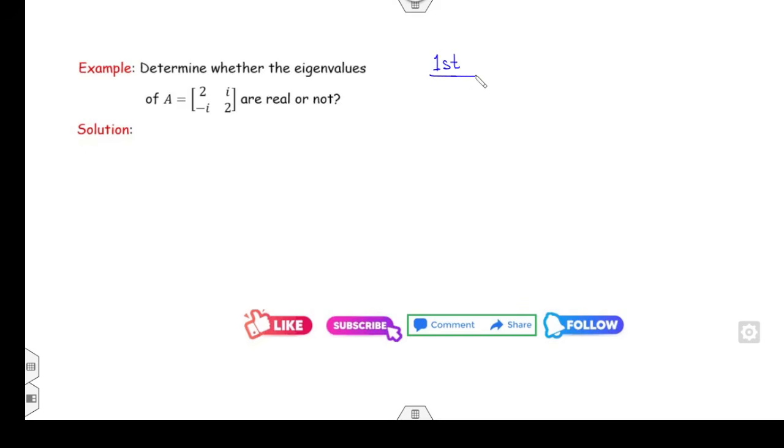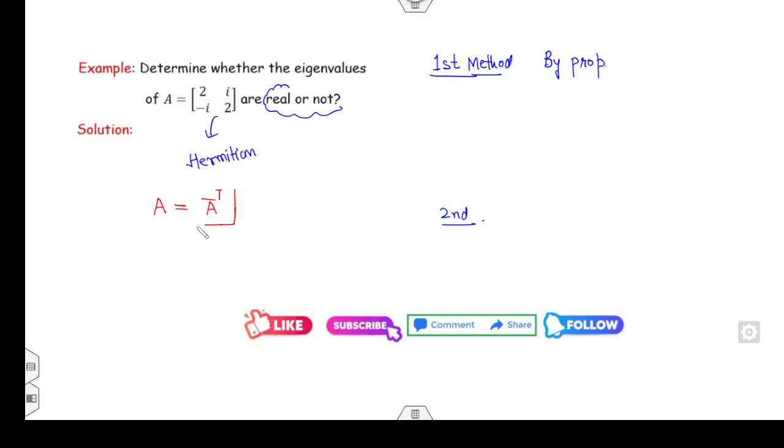Again, I will tell you two methods. The first method is by using the property. The second method is by using the calculations. If you prove that the matrix is Hermitian, then the eigenvalues are always real. So how can you prove it is Hermitian? Our target is to prove this.